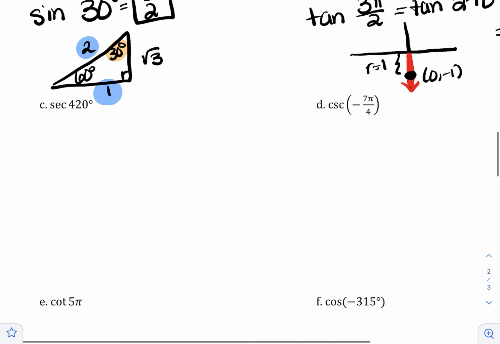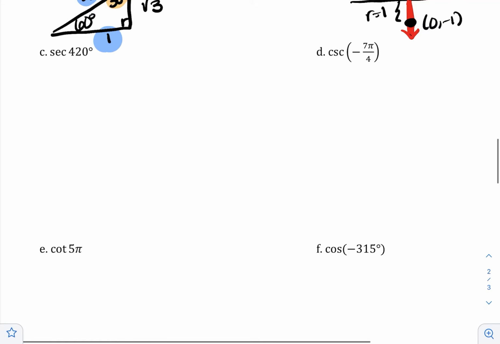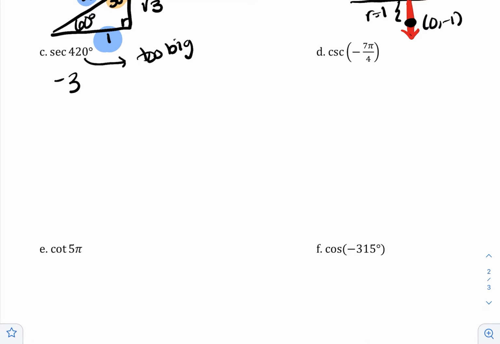Next one. The secant of 420. Again, too big. Let's subtract 360. So I have the secant of 60 degrees.